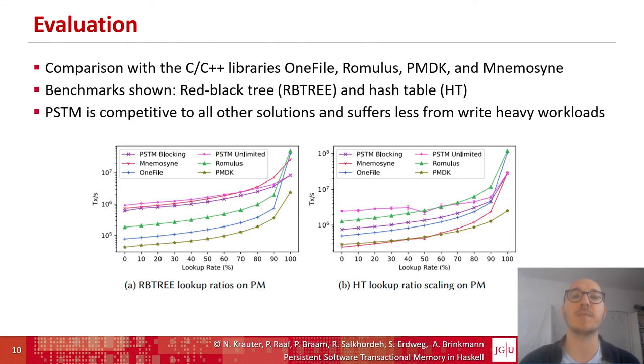of write transactions. Hashtable, on the other hand, shows a different behavior. As it's a flat data structure and only few variables are being modified during insert or delete, the write transactions are sufficiently small and thus create much less blocking, thus leading to a higher performance of Romulus and OneFile. Mnemosyne's transactions are more heavyweight due to transaction logging overheads. However, we saw that PSDM shows very competitive performance to all other libraries.